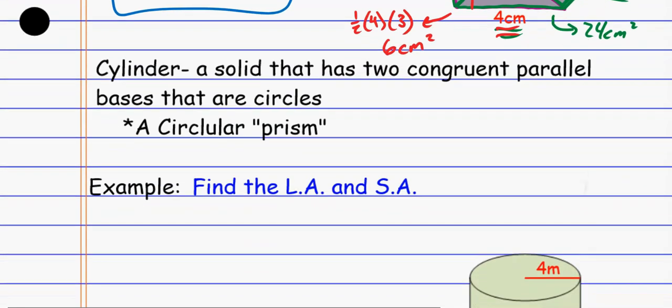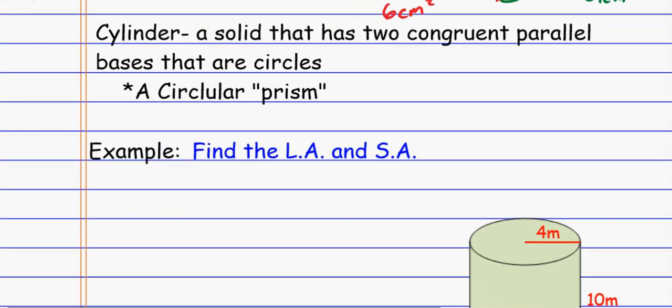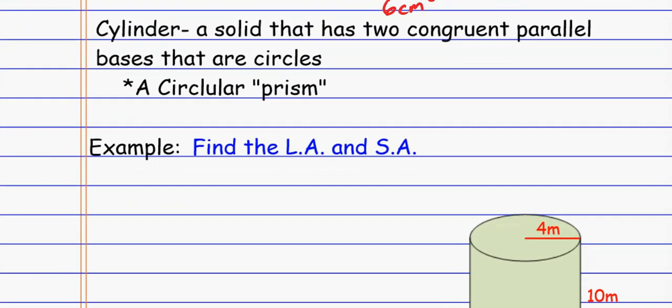The last thing we're going to look at here is cylinders. And really, a cylinder is kind of like a special prism. A cylinder is a solid that has 2 congruent parallel bases that are circles. That's really the same as the definition of a prism. The prism was a polyhedron, a 3-dimensional figure that had 2 congruent parallel bases. The only difference here is that the 2 congruent parallel bases are circles, so it's kind of like a circular prism.